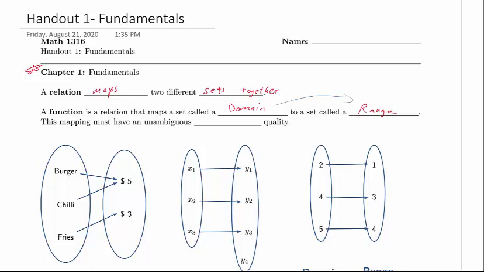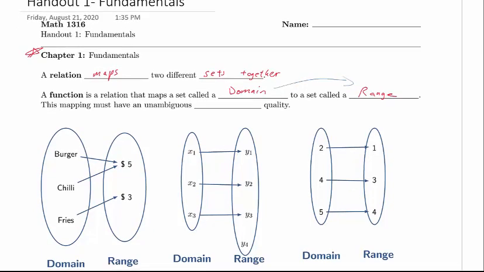So basically, if you're given one element in the domain, it brings it over to another element in the range. This mapping must have an unambiguous predictive quality. Right, so that means that if I tell you something in the domain, it's not going to possibly mean two or more different things. It means that given any element in the domain, you know exactly what element in the range you're referring to.